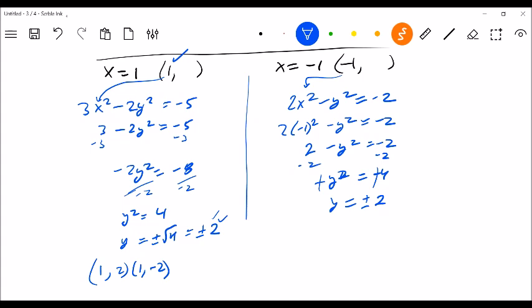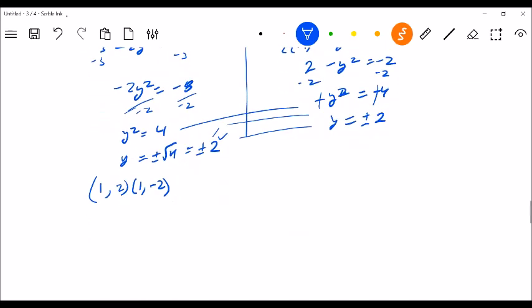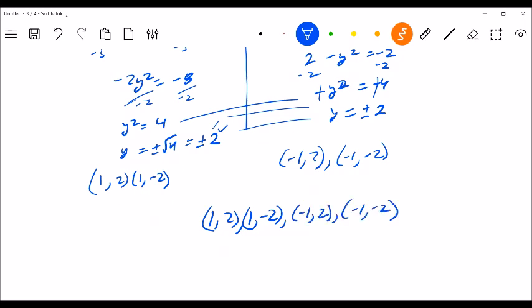Just like here. In other words, looks like we have the same types of things over here, except that for this one, we have an x of -1. -1 and 2. -1 and -2. So I have 4 possible answers. 1 and 2. 1 and -2. -1 and 2. -1 and -2.